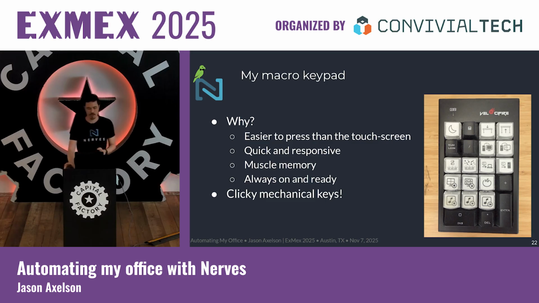So for that, I use my macro keypad. And the reason I like this is because it's connected to my Raspberry Pi, so it's always on and always ready. The buttons are easier to press. I can build up some muscle memory without having to actually really look at what I'm pressing on the touchscreen. And I really like how it sounds. And I know when I press the button and when I haven't.